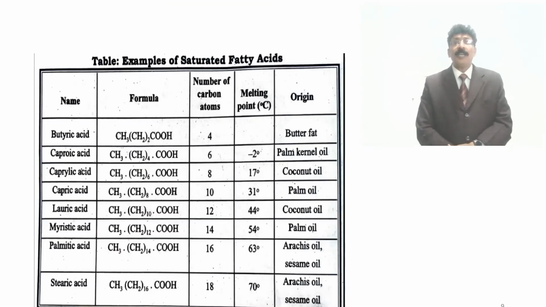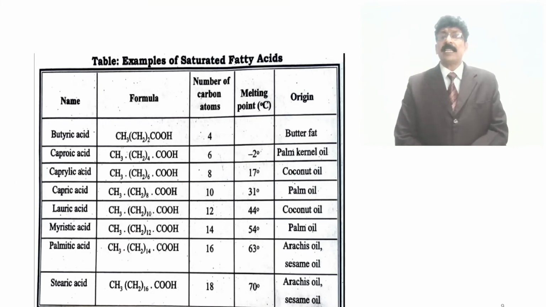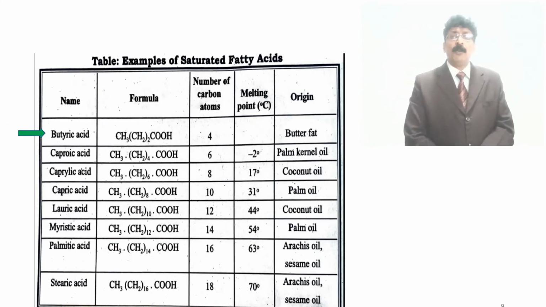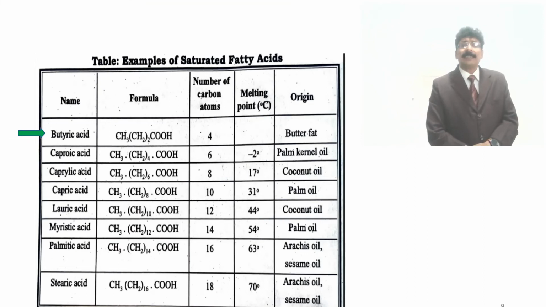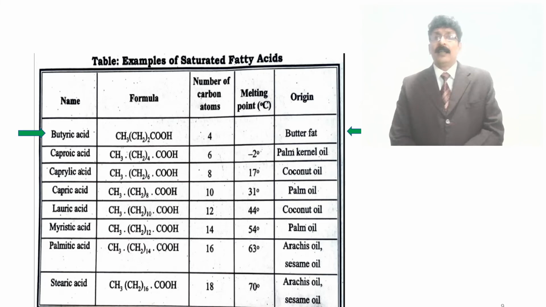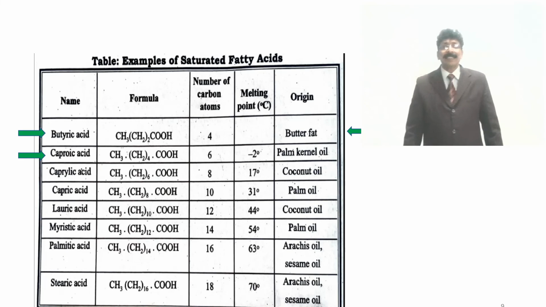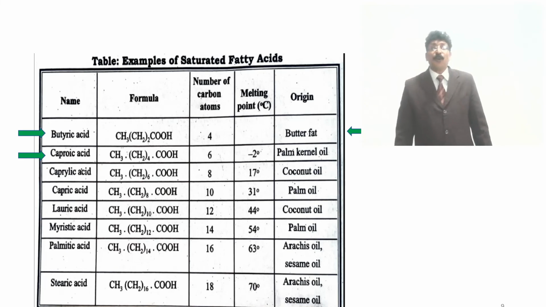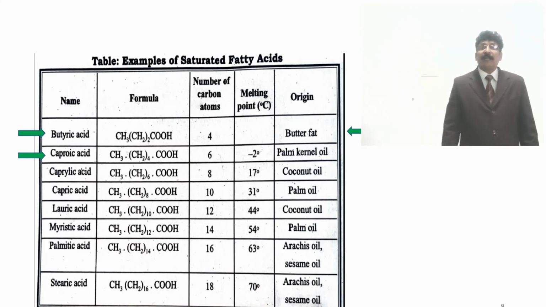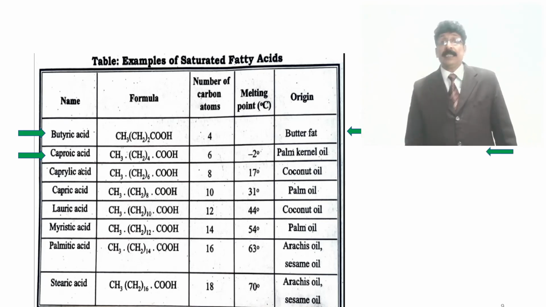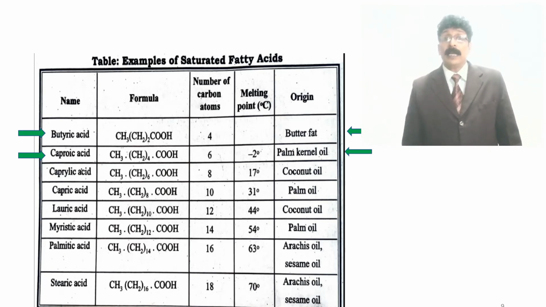Here are examples of saturated fatty acids. Butyric acid contains CH3, (CH2)2, COOH, with 4 carbon atoms, and is present in butter fat. Caproic acid, CH3, (CH2)4, COOH, has 6 carbon atoms. Melting point is minus 2 degrees centigrade. It is present in palm kernel oil.